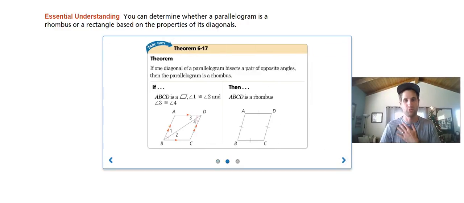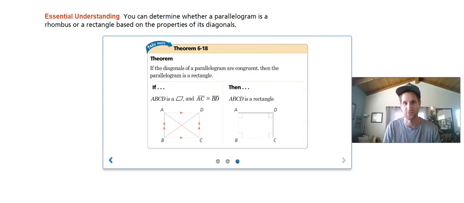Another way we can prove it's a rhombus is if one of the diagonals bisects a pair of opposite angles. So if angles 3 and 4 are congruent and angles 1 and 2 are congruent, then we know we're talking about a rhombus. And last but not least, this one is for a rectangle. If the diagonals of a parallelogram are congruent, then we know we're talking about a rectangle. Again, we already know these properties, we're just applying them in the converse by flipping it around and saying, if this is true, then we know we have this shape, versus saying, here's the shape, what do you know is true?